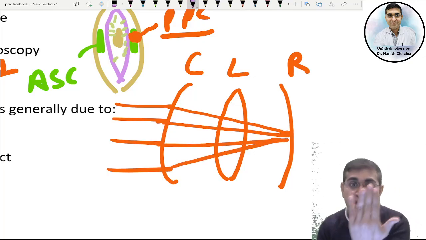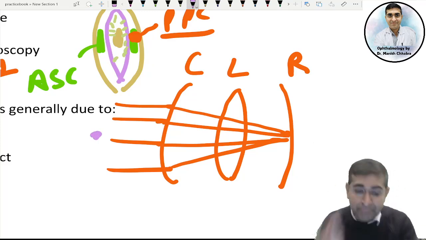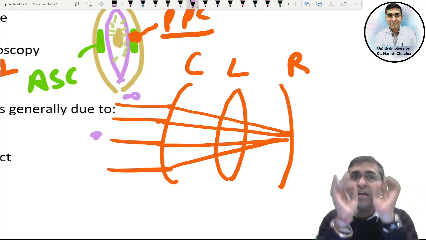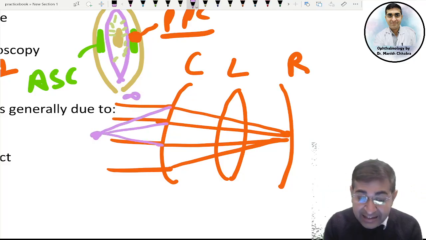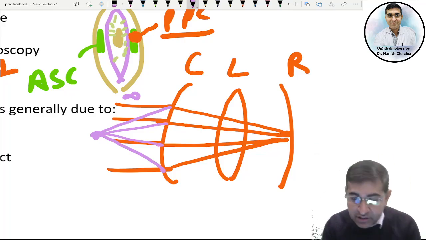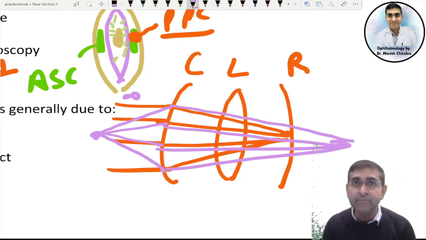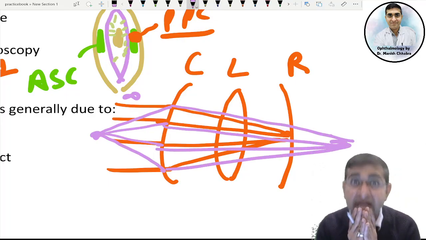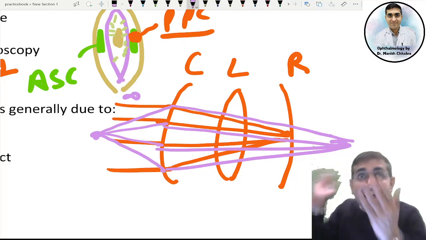But when you see towards a near object, the light rays coming from a near object are not parallel. These are coming from infinity, so the light rays are parallel. But when you focus on the near object, the light rays are divergent, and when they are divergent, of course they are not focused on the retina, but they are focused behind the retina. Yes, but now you'll say, okay sir, but then how we are able to see the near object if the light is being focused behind the retina?